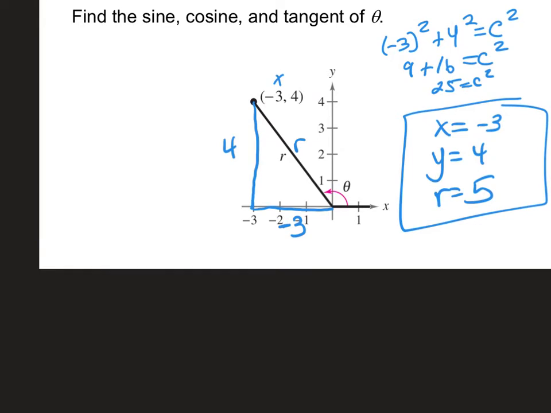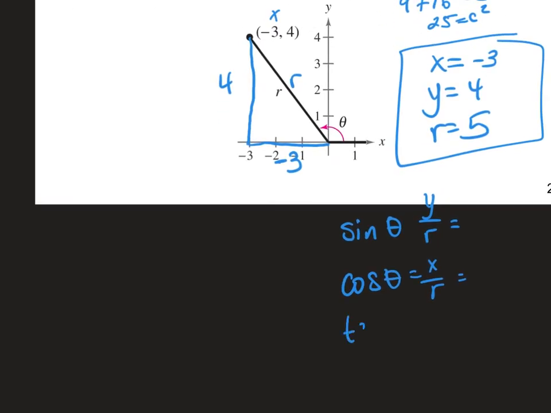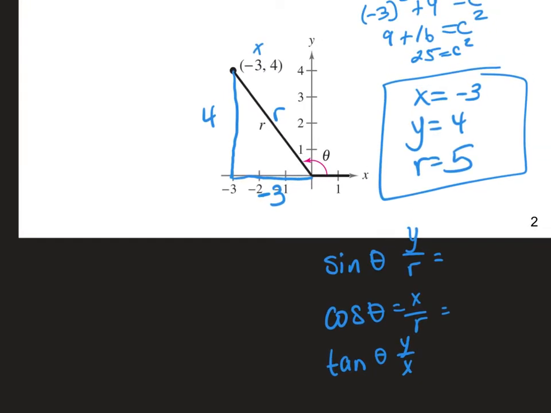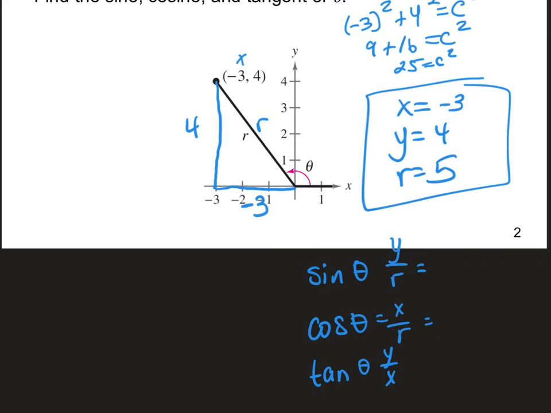Sine of theta is the y value, which is usually the ordered pair, over your hypotenuse. Your cosine is the x value over the hypotenuse. Your tangent is, like we've talked about a million times, y over x. This first question just asks for those three trig functions. So we literally will take our numbers. y is 4, so the sine is 4 over 5. Cosine is -3 over 5.